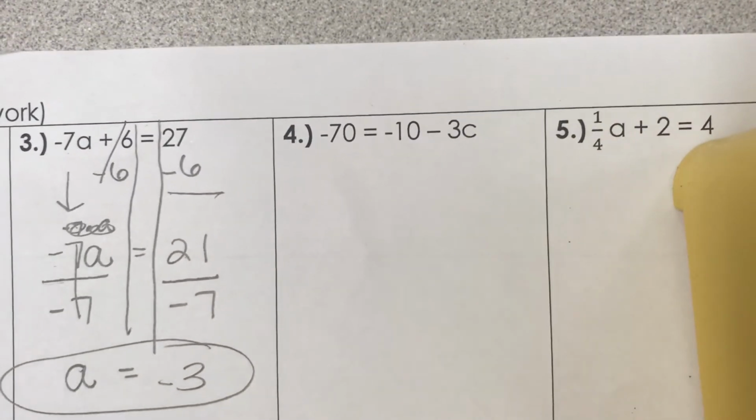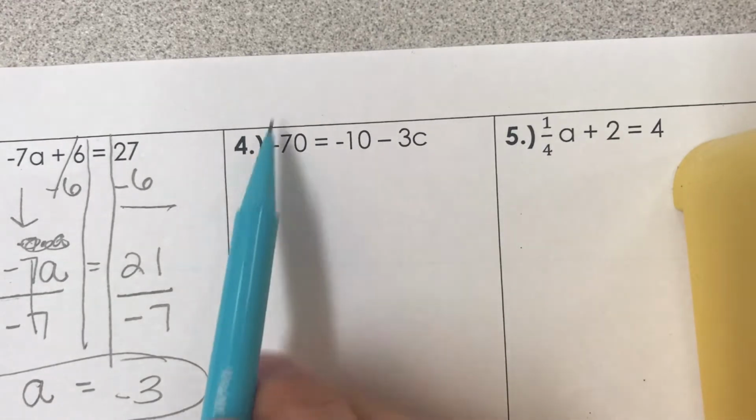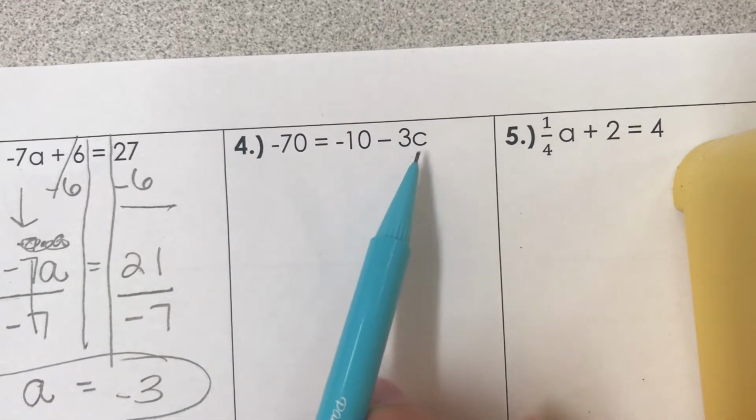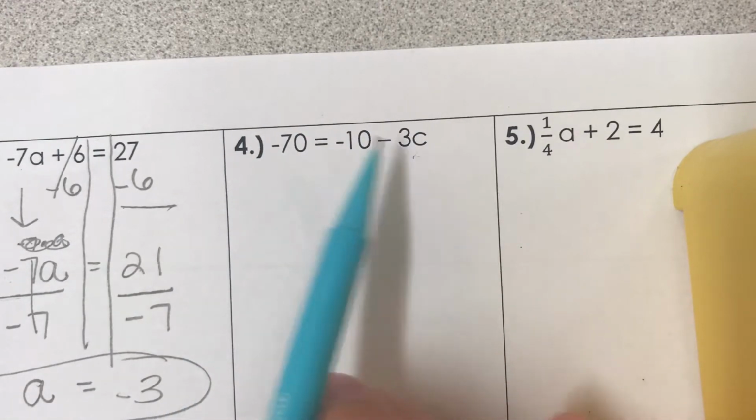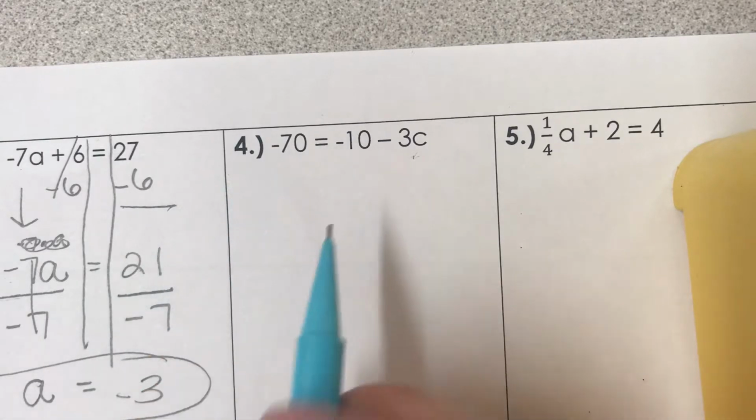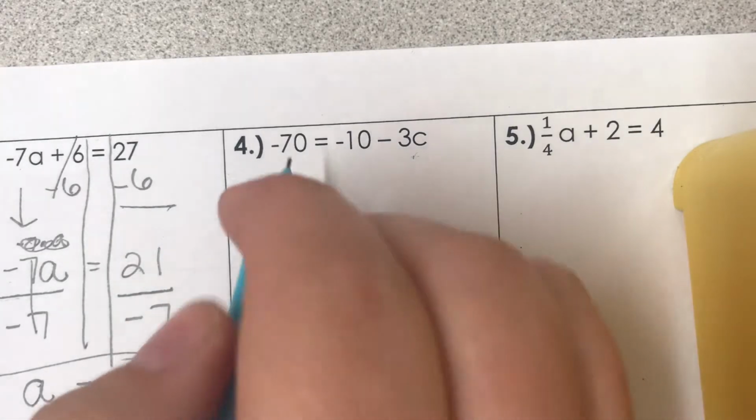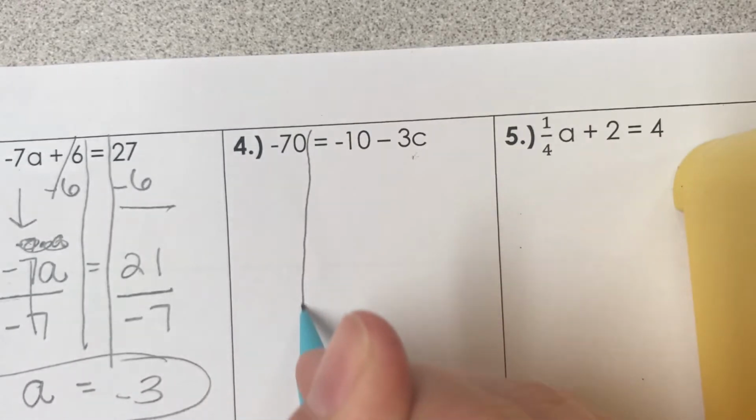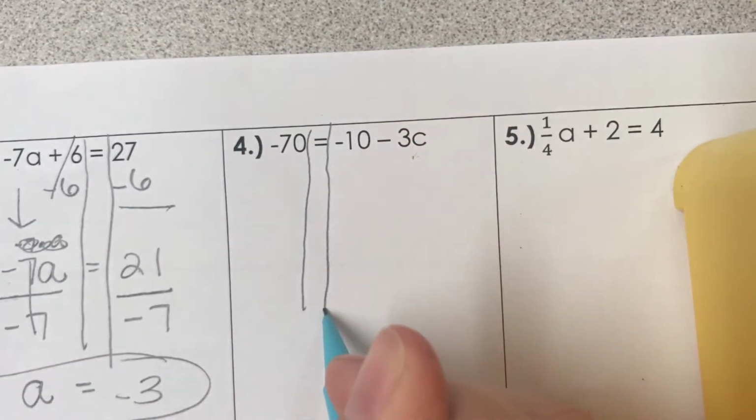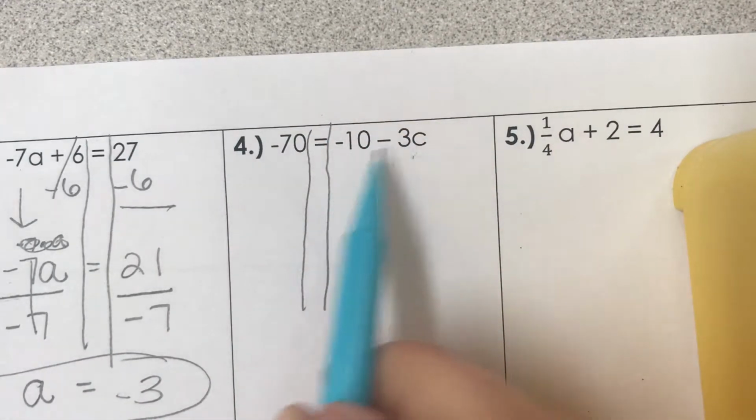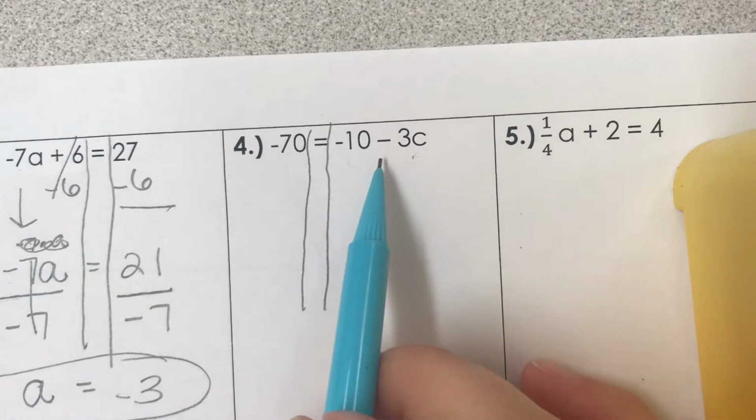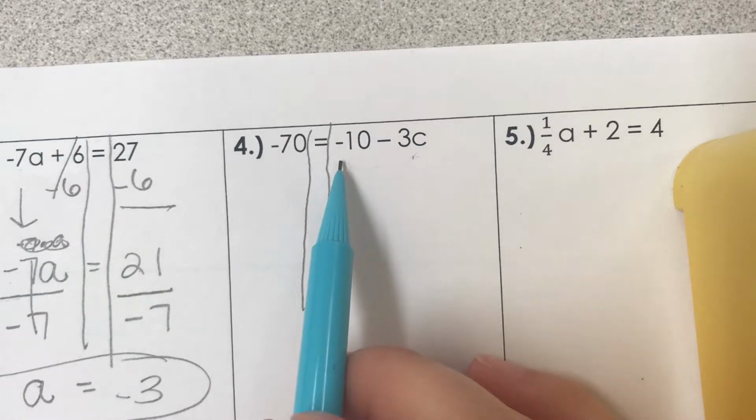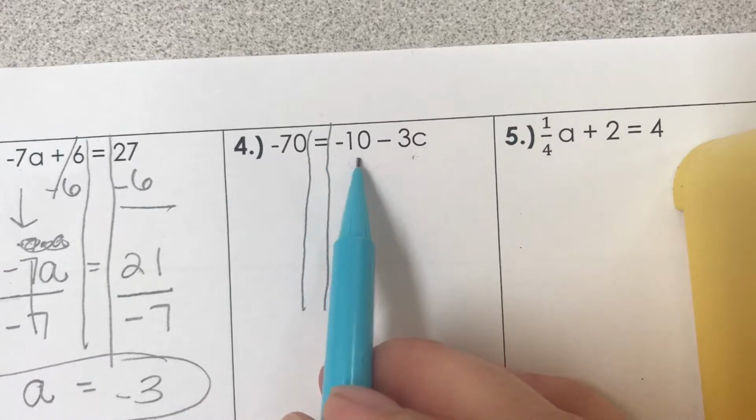Number 4. They flipped this around. Usually your variable, the letter, is on the left side of your equation. This time they flip-flopped it. We solved the problem in the exact same way. I start on the side that has my variable, and I take care of the number that's by itself first. So the number by itself is a negative 10.